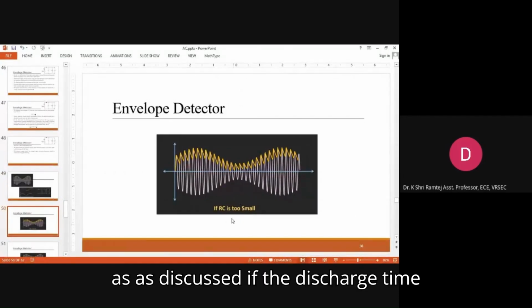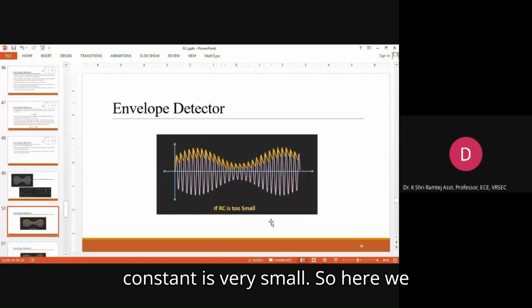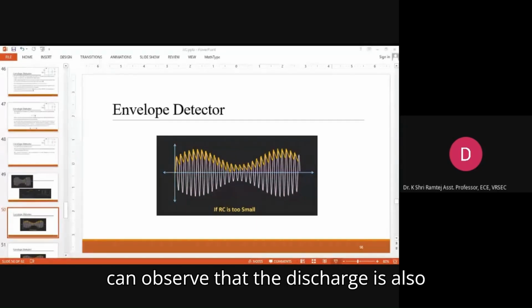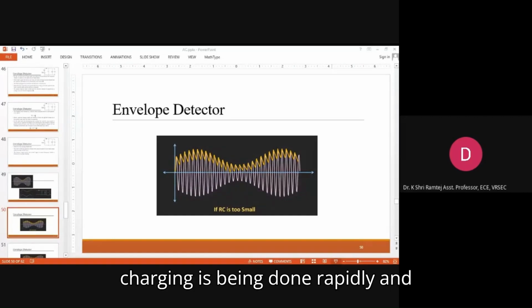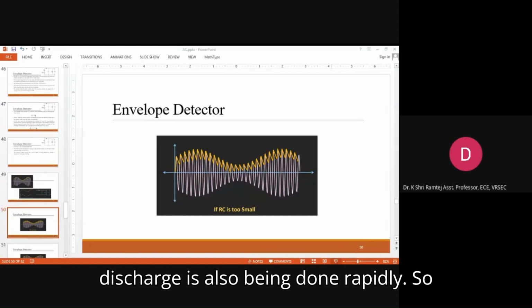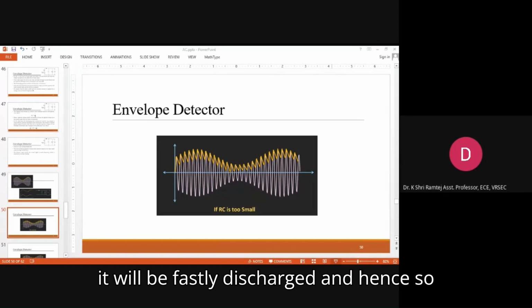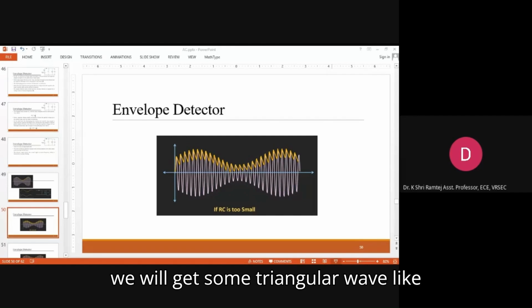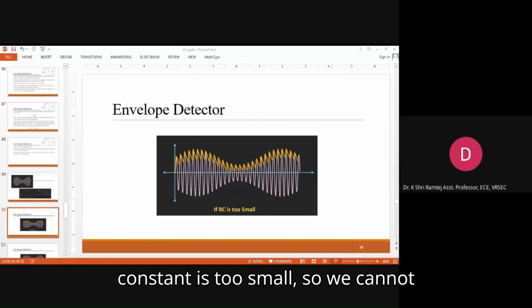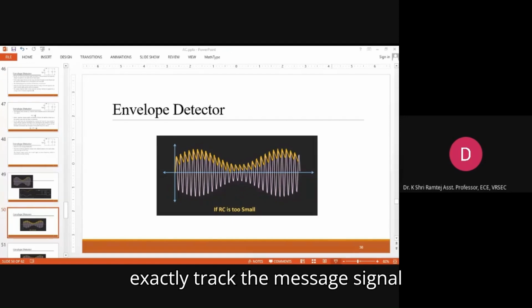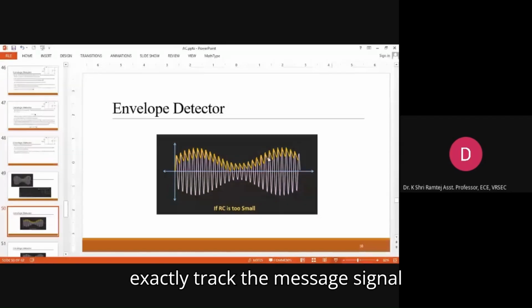As discussed, if the discharge time constant is very small, we can observe that the discharge also happens at a very fast rate. So charging is being done rapidly and discharge is also being done rapidly. It will be quickly discharged and hence we'll get some triangular wave like this. So if the discharge time constant is too small, we cannot exactly track the message signal.